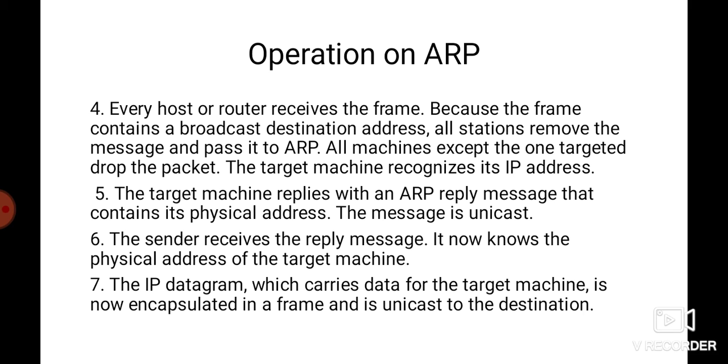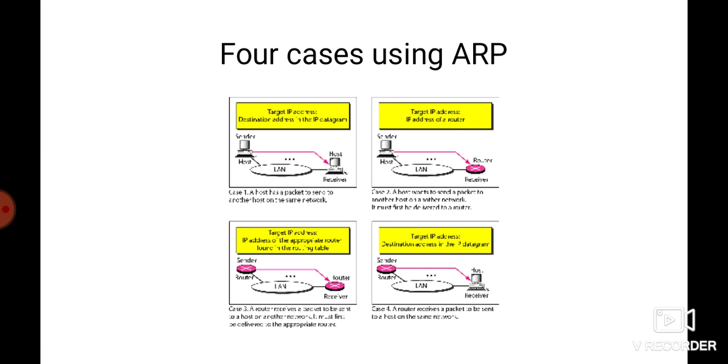Then the target machine replies with an ARP reply message that contains its physical address, and the message is unicast. This message is unicast because it has to be transferred only to the sender. The sender receives the reply message. It now knows the physical address of the target machine. The IP datagram, which carries data for the target machine, is now encapsulated in a frame and is unicast to the destination. So basically we have 4 cases using ARP.